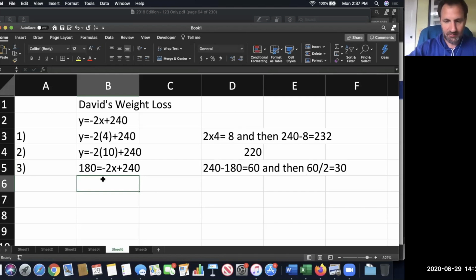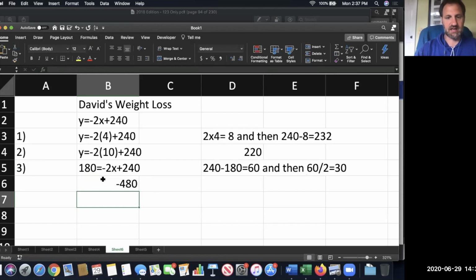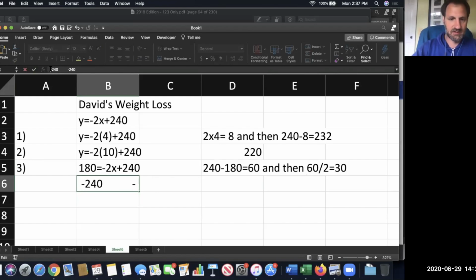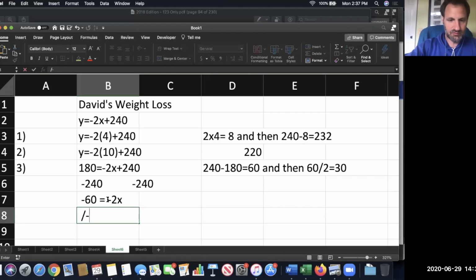So basically, I would say you subtract 240 from both sides. Put equal in front of that. Okay, subtract 240 from both sides. Then you have minus 60 equals minus 2x. And then you divide both sides by -2. And that's how you end up with x equals 30.